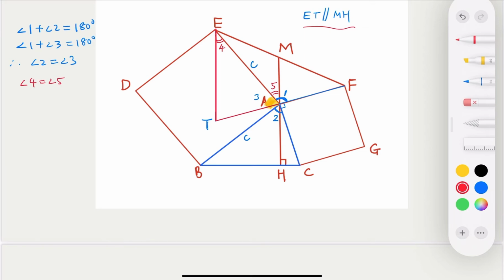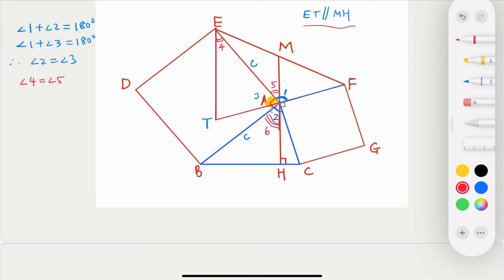And for the 5, when we think about it, there is a 90 degree here. So let's call this angle here 6. So 5 plus 6 equal 90 degrees. And 6 plus 7 is 90 degrees. 7 plus 6 is 90 degrees.